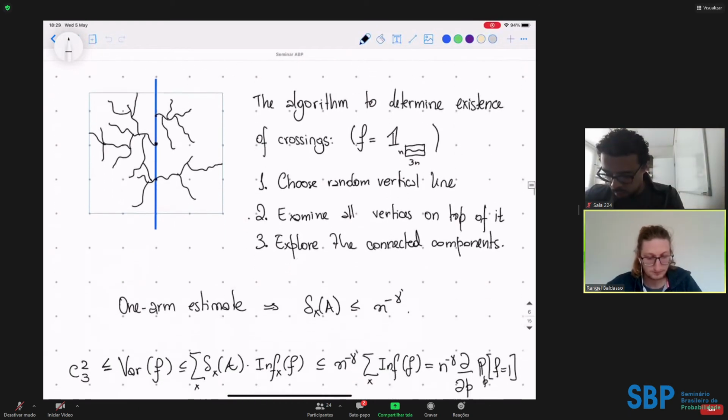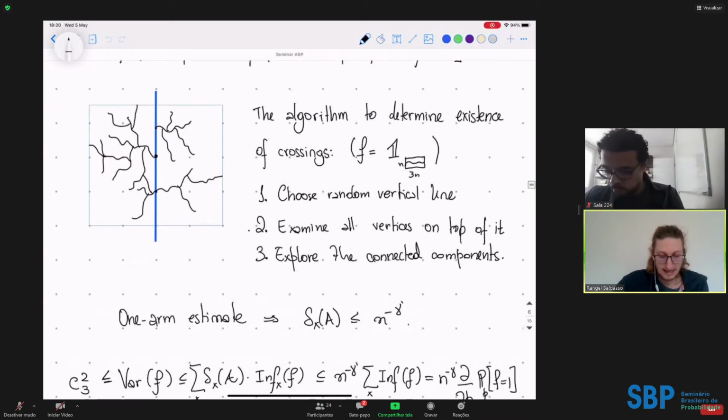So in our case, the algorithm that you want is an algorithm that helps us determine the existence of crossings of a square. Our Boolean function here is whether or not you have a crossing of a 3n by n square. Here I drew a square, and we want an algorithm that helps us determine whether or not you have a crossing.